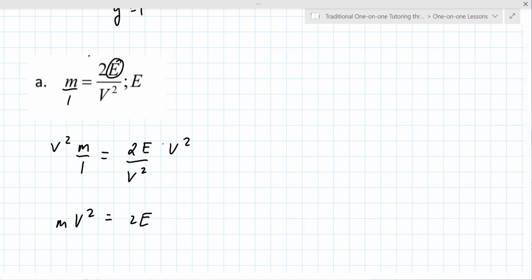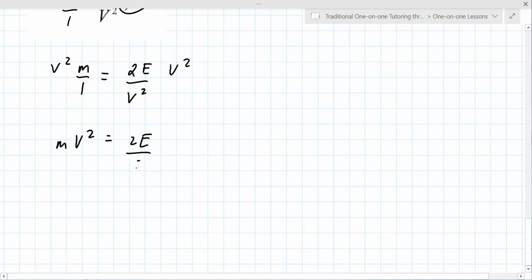What does the semicolon mean? It's trying to tell you to solve for this variable. Oh, okay. Got it. All right, now to get the e by itself, you're going to divide by 2. So that clears that. So e equals mv squared over 2.